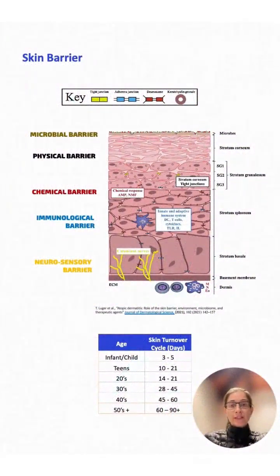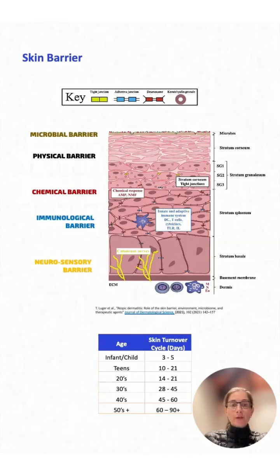Let's start with a basic primer on the skin barrier. The figure here illustrates how the different layers of the skin work together as a physical, chemical, immune, and neural barrier. The top surface is the microbiome. This is the outermost surface and is colonized by the microbiome, that is the normal skin flora, as well as potential pathogens. How the skin handles these microbes is crucial for its defense.